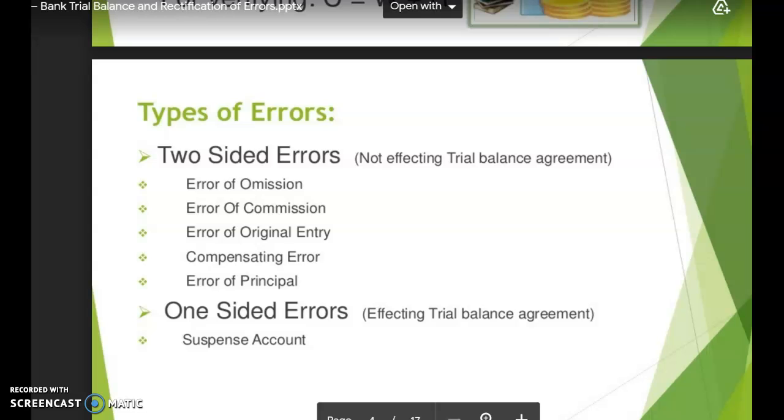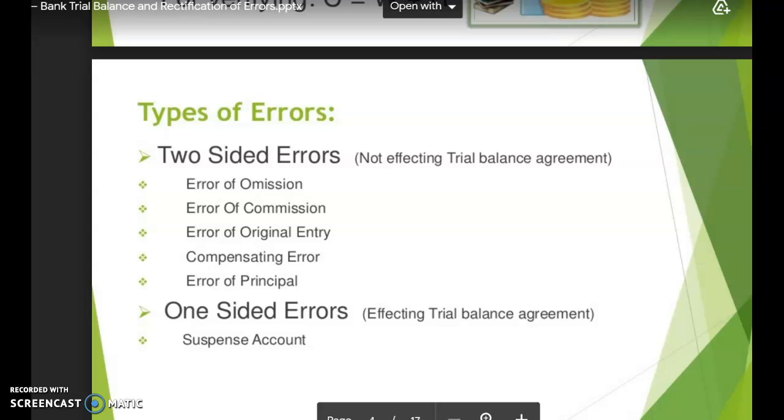Now, this error of omission is of two types, one-sided or two-sided. One-sided or two-sided here means fully omitted errors or partly omitted errors. Fully omitted error here means that the whole transaction's entry has not been recorded in the books of account.